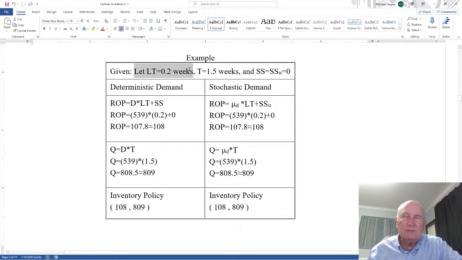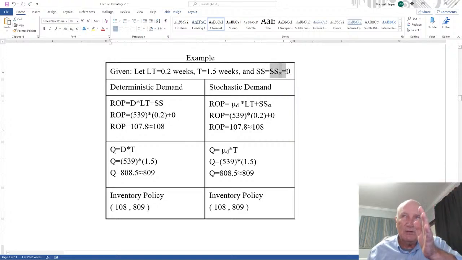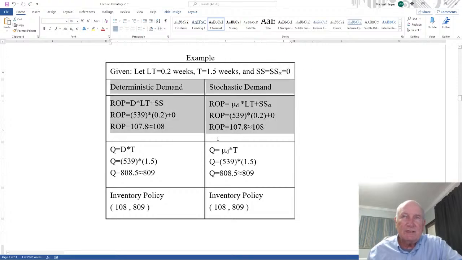Suppose the lead time is 0.2 weeks and the inventory period is 1.5 weeks with 0 safety stock. The safety stock for the deterministic model is 0, and for the stochastic demand it's also 0. So I'm just comparing these here. Notice here are the equations. The ROP is the demand times lead time plus safety stock. We saw that in Inventory Management 1. But over here, for stochastic demand, I replace D, the demand rate, with the mean of D. I replace the safety stock, which is just a value, with the statistical safety stock, which is dependent on alpha, the stockout level. Well, in this case, the safety stock is both 0.